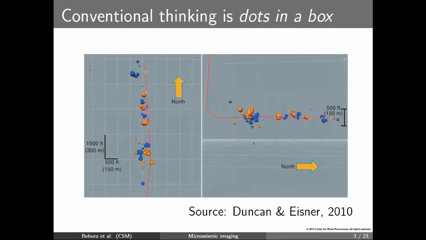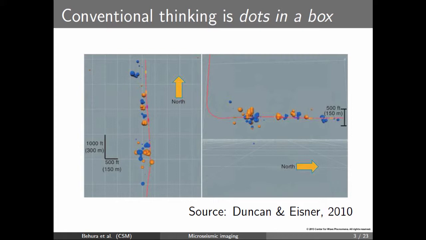But the conventional thinking is that these microseismic events are actually dots in a box. These are instantaneous in time, and there are some dots, as shown in the figure here that I borrowed from literature, which represent locations or hypocenters of these microseismic sources. And there's usually a size associated, which corresponds to the magnitude of these microseismic events.